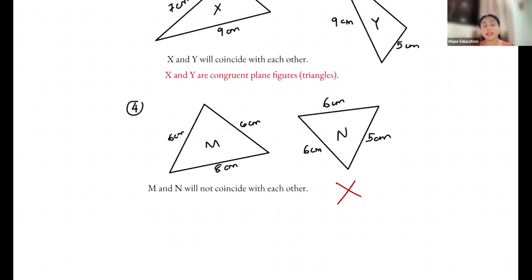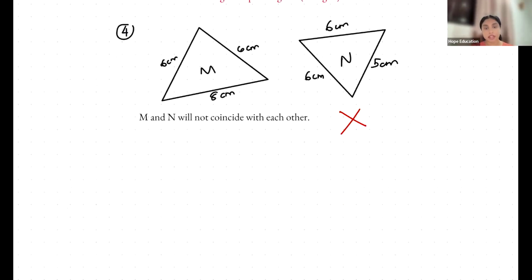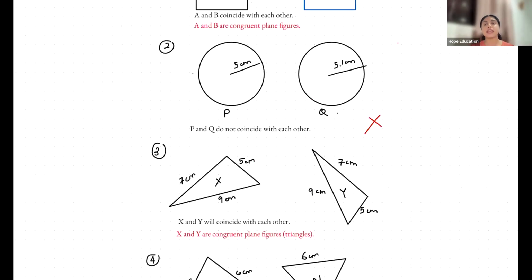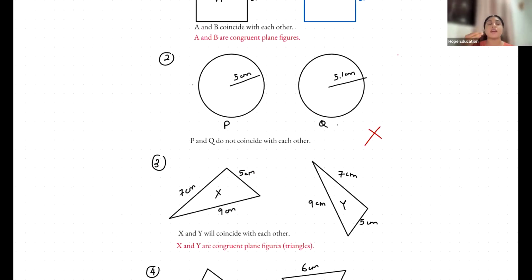Now in this lesson, congruency can happen for any plane figures. It could be a square, it could be a rectangle, it could be a circle, it could be a pentagon, hexagon, octagon, a diamond. For any shape we can talk about congruence. But in this lesson, we are only going to be talking about congruence of triangles.